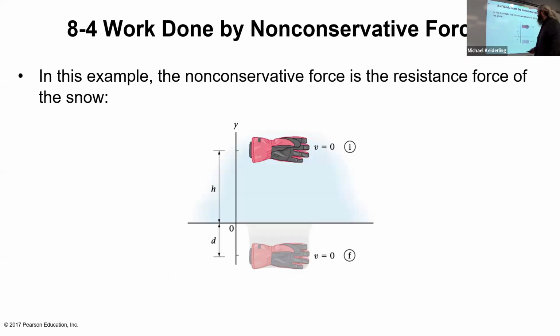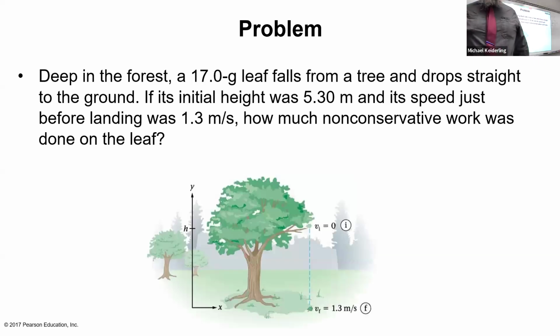So here, for example, the non-conservative work is the resistance force of the snow. So you can see here, you start with some potential energy and zero kinetic energy. You plummet into the snow. You end up with some negative potential energy and again, zero kinetic energy. That non-conservative work was done by compressing the snow and resisting that resistance force of the snow.